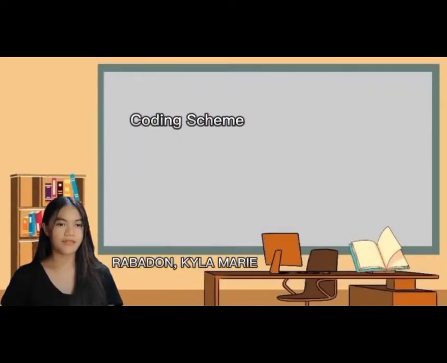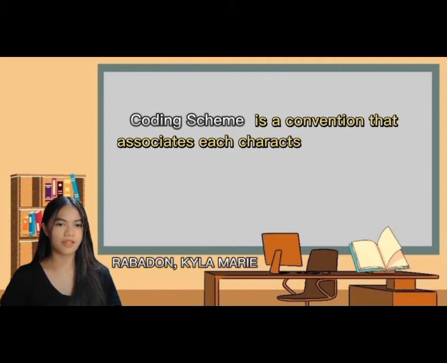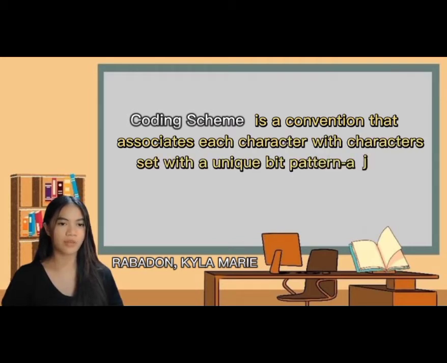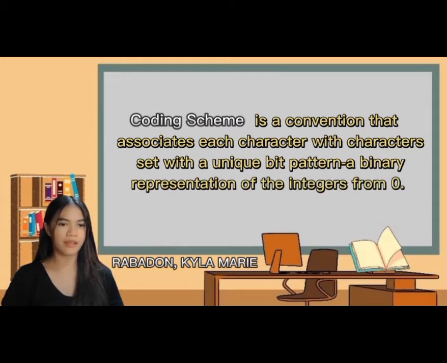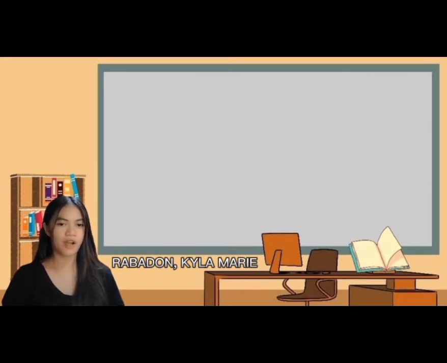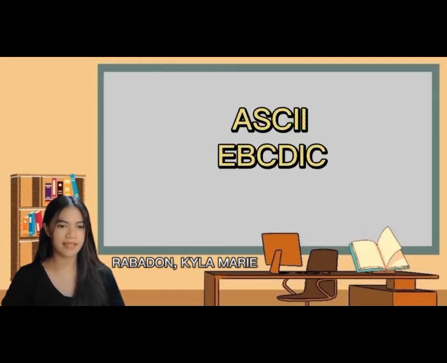A coding scheme is a convention that associates each character in a character set with a unique bit pattern, a binary representation of the integers from 0. The common coding schemes are ASCII, EBCDIC, and Unicode.